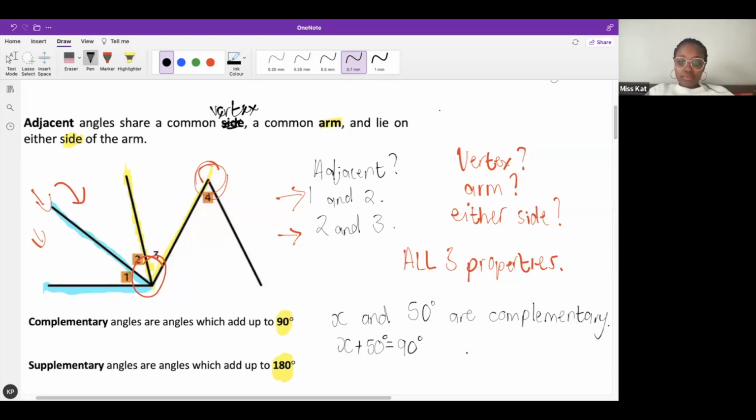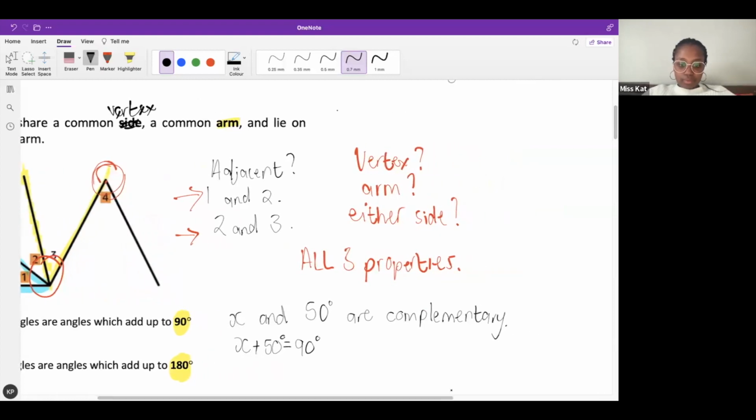And x is equal to 90 minus, or 90 degrees minus 50 degrees. Therefore, x is 40. Thank you very much, Lindile.